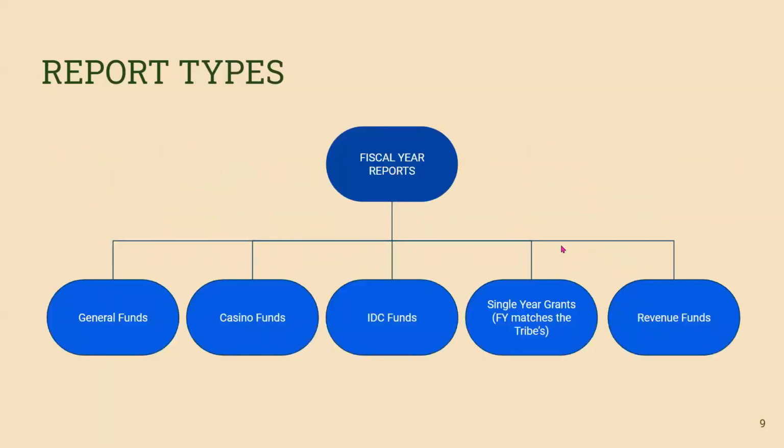So the fiscal year reports in Intacct are primarily created to serve these 5 types of funding sources. General funds operate on a year-to-year basis, so we're going to use the fiscal year reports when we want to report on what we've spent, what our budget is, and what we have available to continue to spend. Same thing with funds that rely on casino revenue, funds that rely on indirect cost revenue, single year grants where their fiscal year matches the tribe's, and then finally revenue funds. If you have a funding source that falls in one of those 5 categories, you're using the fiscal year report.